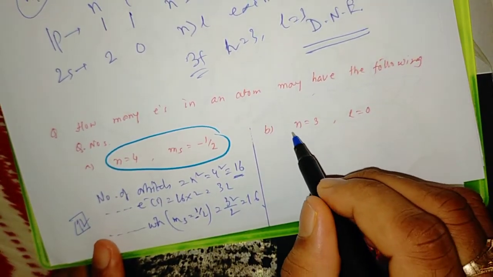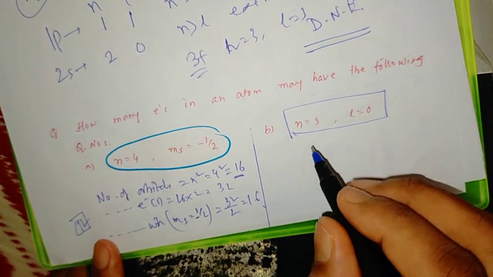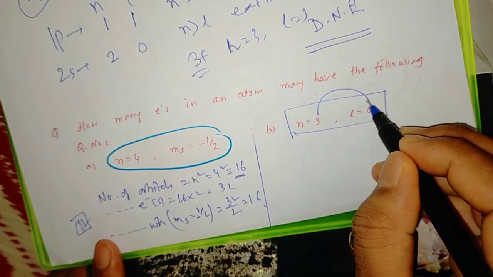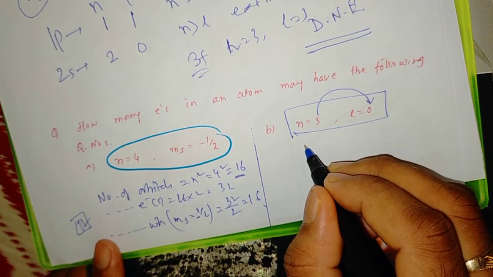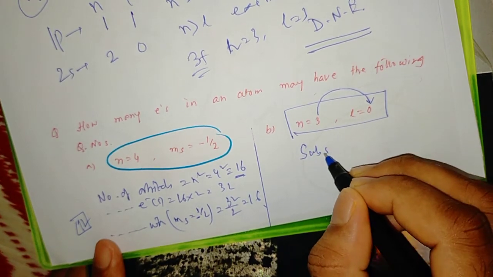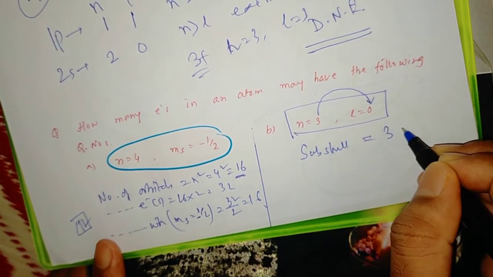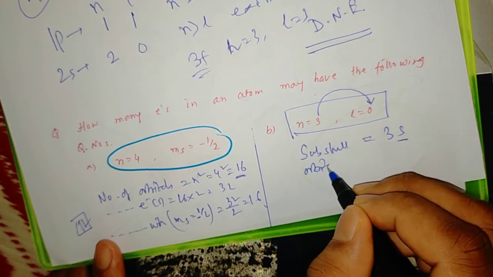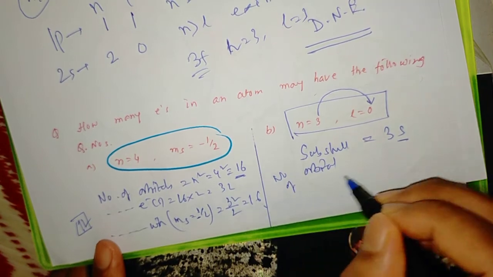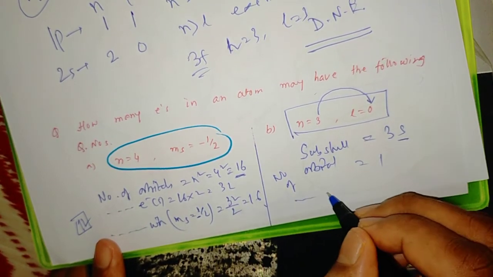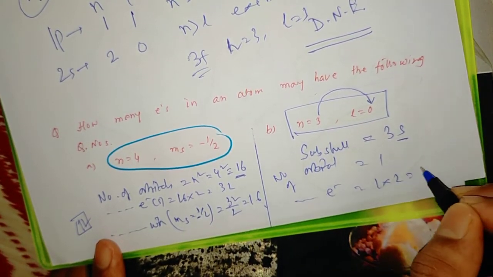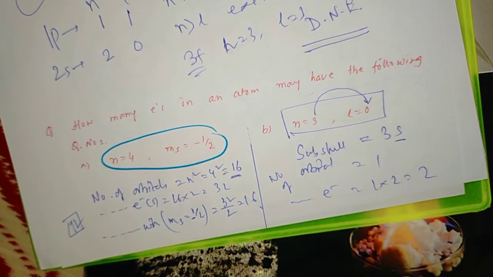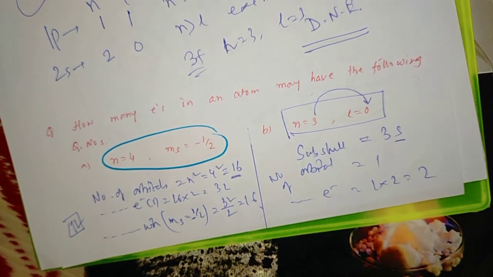Next question: if n equal to 3, l equal to 0, then what will happen? Since n and l are given, we get the subshell 3s, and s contains only one orbital. So the number of orbitals is 1 and the number of electrons is 2. In that case, +1/2 and -1/2 spin are both considered, so the number of electrons will be 2.